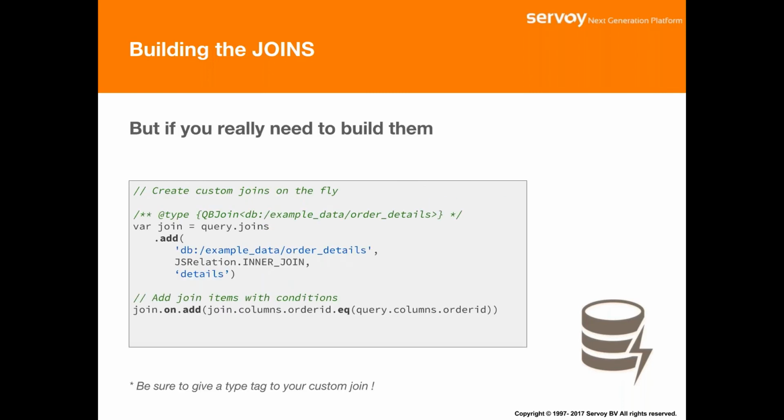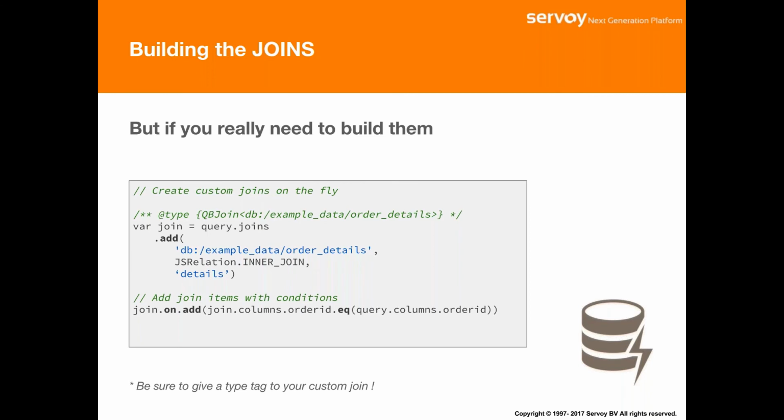If you really need to build them, I didn't show an example of this, but you can just do query.joins.add, and then you have to specify the data source, the relation type, and you can give it the alias. And then you add the conditions. So you do the join.on, and then you add the join on conditions, and those will just be conditions of equals or greater than or something.